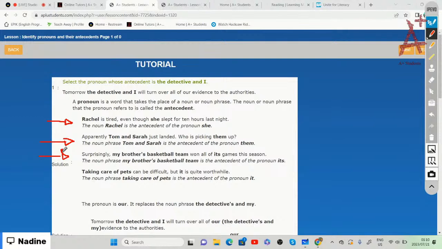So it's the pronoun, and the noun phrase, which is my brother's basketball team, is the antecedent of the pronoun, which is its.